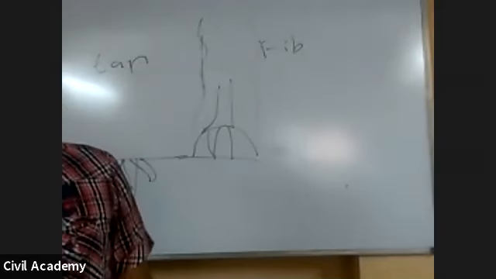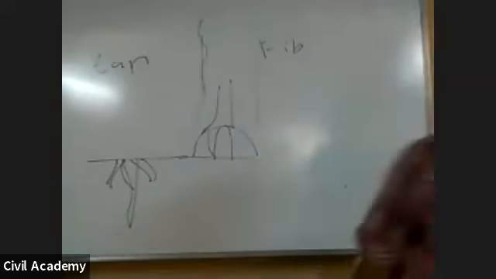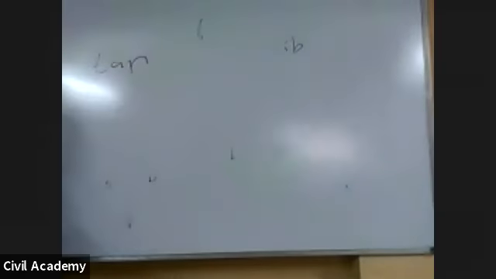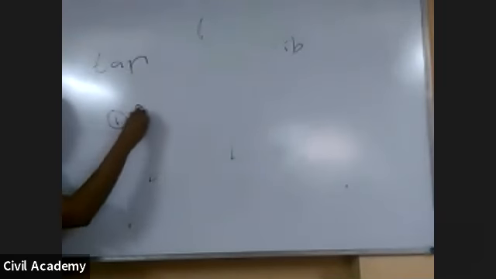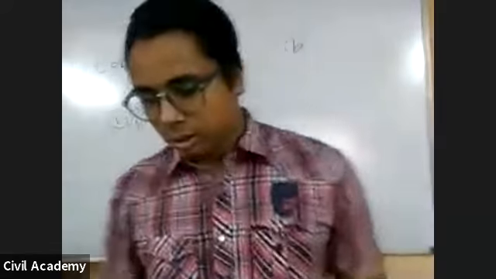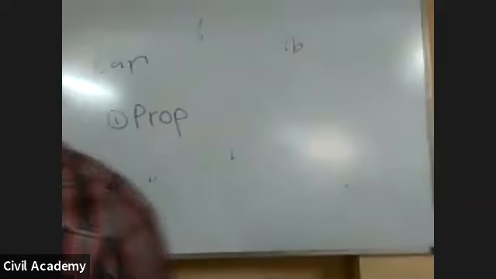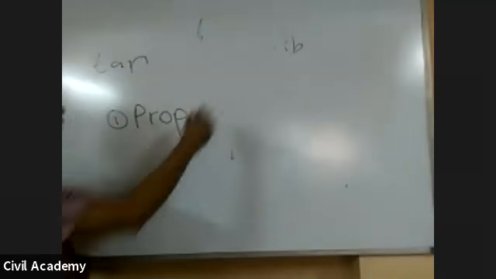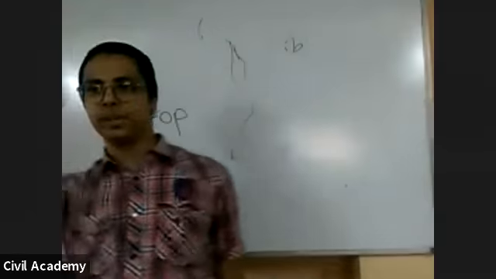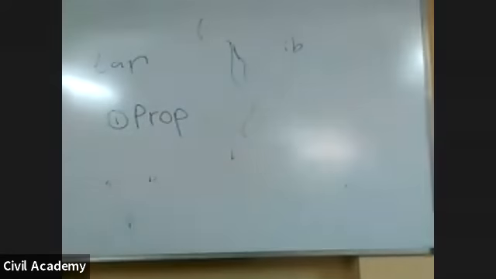Okay, so now there are types under this one. Types of aerial roots. The first type is prop roots. An instance of a prop root is the banyan tree, where the roots form from the branches and come down. Banyan tree is the best example. So take down the definition for prop roots.